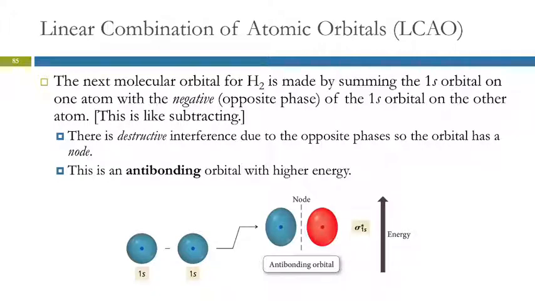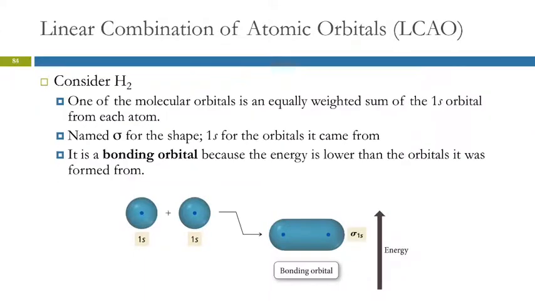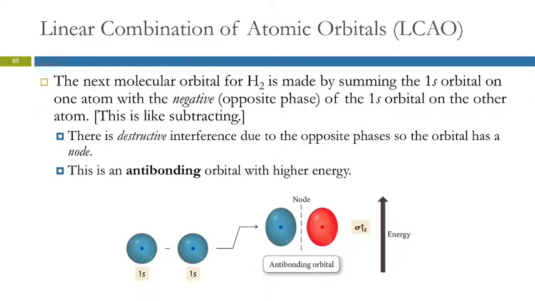This is weird stuff. So we've taken these two orbitals, 1s and 1s on each hydrogen. We added them in a constructive way and got this. And then we subtracted them or added in a destructive way and got this. Those are the two. Again, we're going to conserve the number of orbitals. We started with two atomic orbitals. We're going to end up with two molecular orbitals.